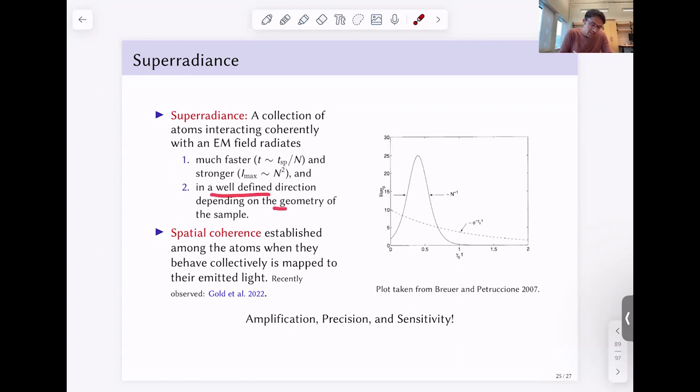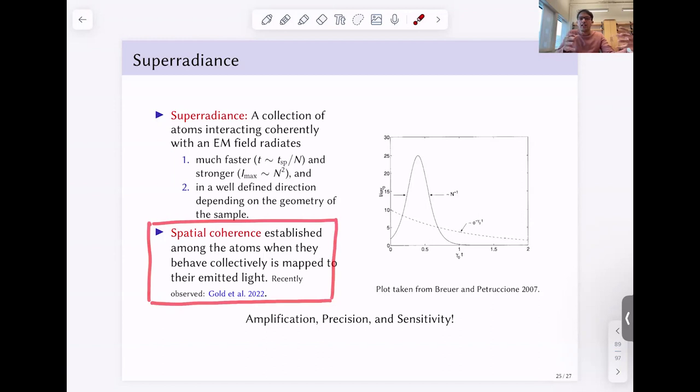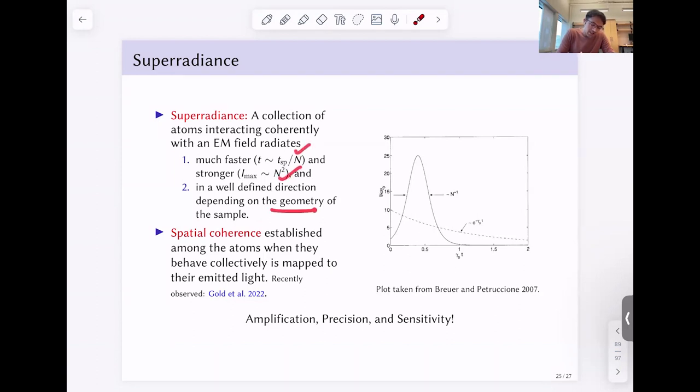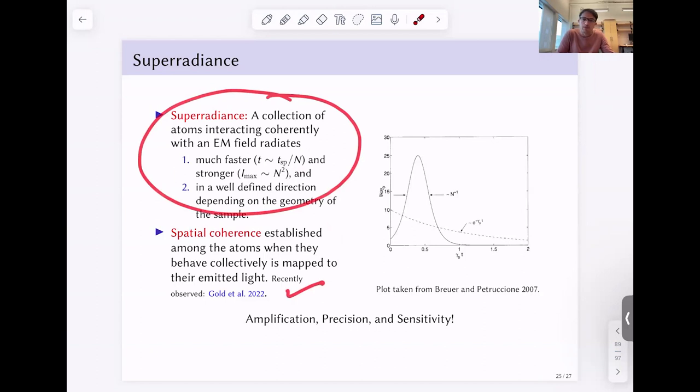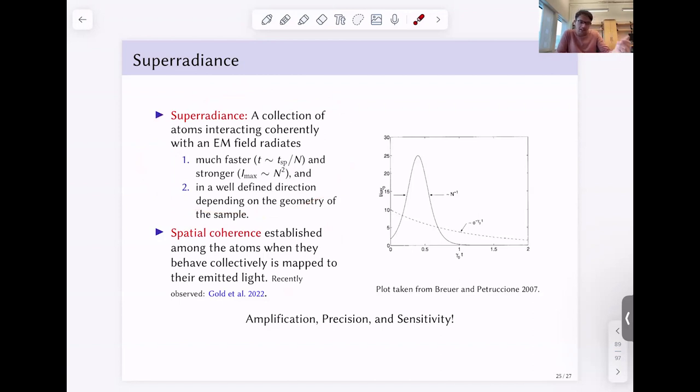And this decay has a well-defined direction as well, depending on what geometry of the sample you are considering. And on top of that, as I mentioned earlier, any correlations which develop among these atoms which behave in a superradiant manner are also mapped to the photons which are emitted from these atoms. And such correlations, such coherences, have recently been measured. So the decay is faster, stronger, it is directional, and the coherence among the atoms which leads to all those things is mapped to the output photons coming from these atoms. So there are plenty of observables which might be useful in such a scenario. That's what I'm trying to say.